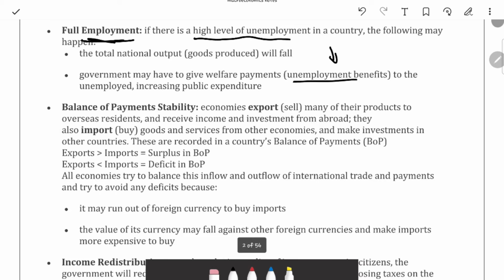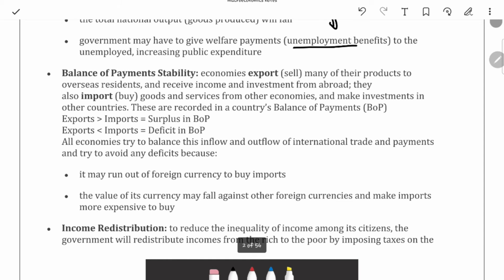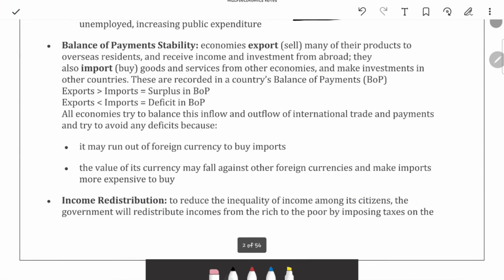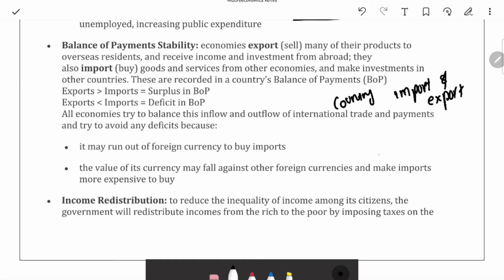Okay, we move on to the next one. The next one is the balance of payment stability. Okay, in simple terms, a country would import and export. The balance of payment stability basically means the amount of imports should equal the amount of exports. They should be balanced. Okay, that's the main aim, and that's all you need to know. That's what balance of payment stability means.